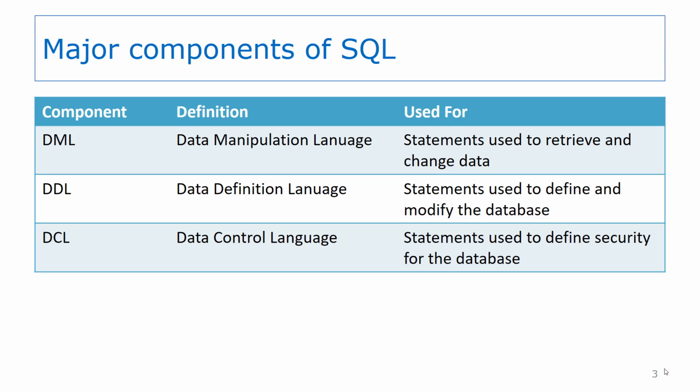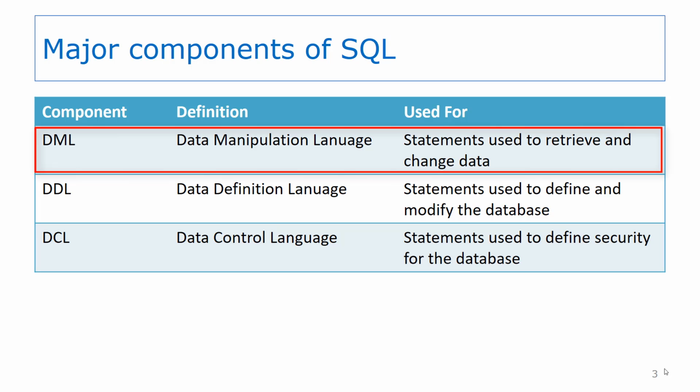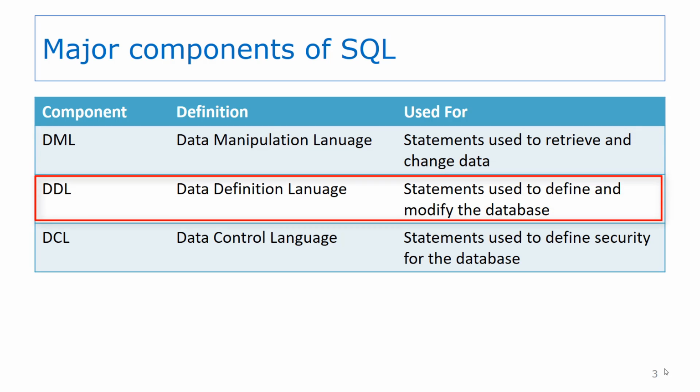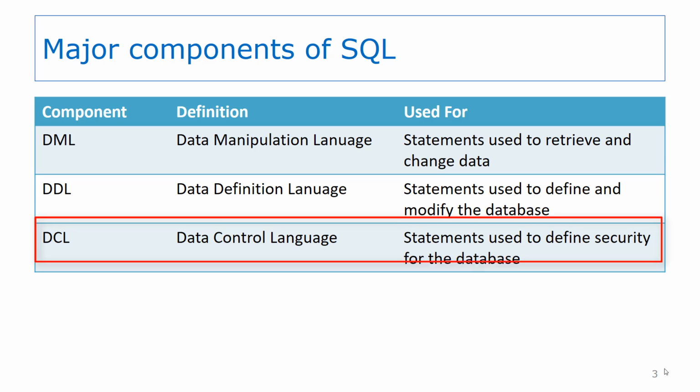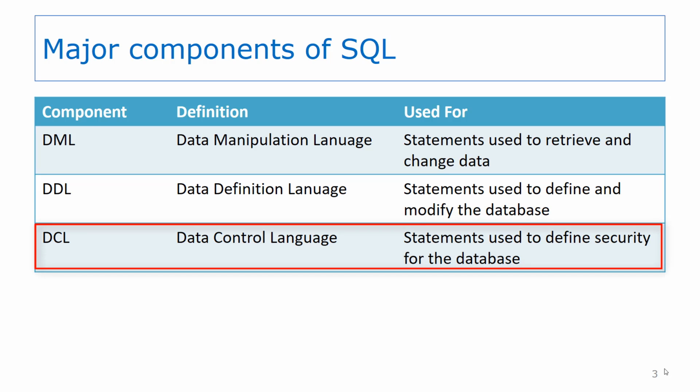SQL is broadly divided into three major components. These components are DML, or Data Manipulation Language, DDL, or Data Definition Language, and DCL, or Data Control Language.